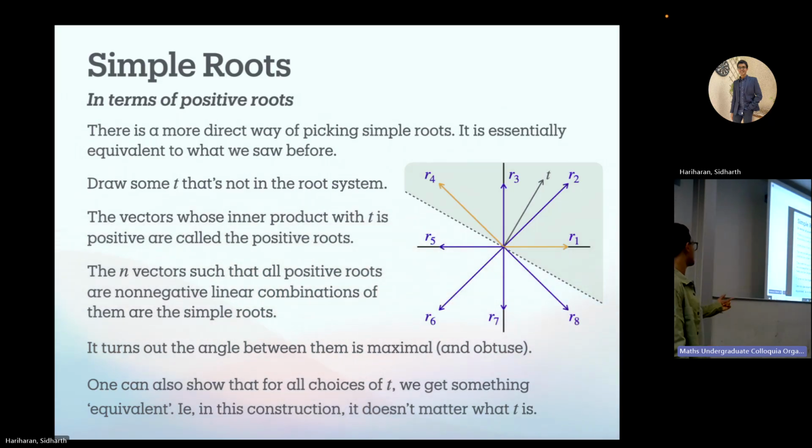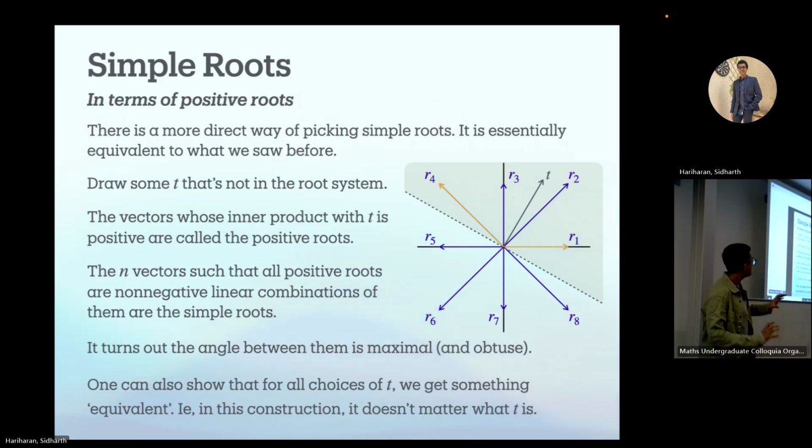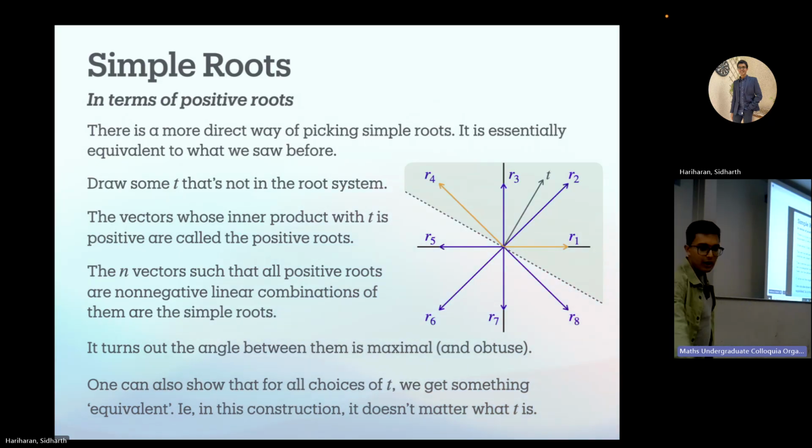And one can show that for all choices of t, you get something that's equivalent, because if you were to take t somewhere over here, then you would get something like that. So the simple roots still look exactly the same. And actually, what we care about more is the angle between them, because don't forget we have rotations, so you can always map one to the other. So it doesn't actually matter what t is.